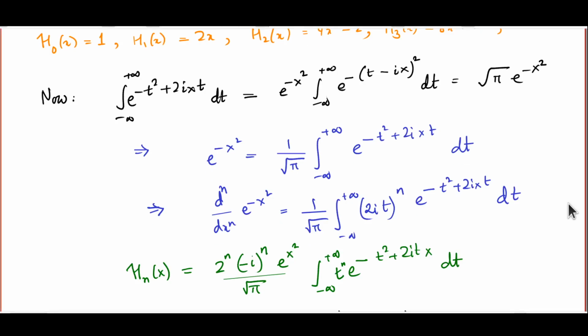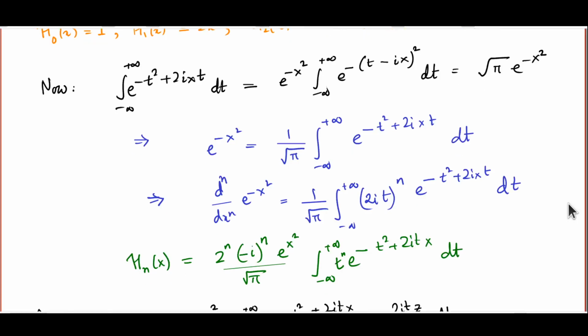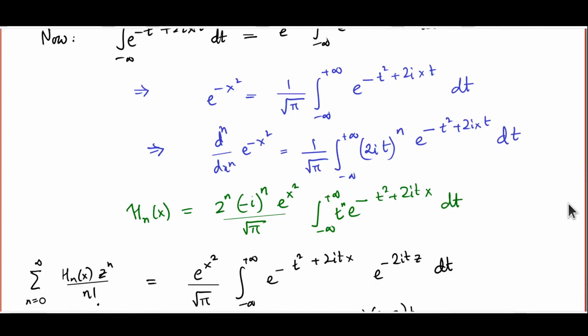Just to quickly illustrate the utility of this particular expression, let me give you a derivation of a result that you all know, the generating function for H_n(x), the Hermite polynomial. For this, all you do is multiply both sides of this expression by z to the n, divide by n factorial, and then sum up over all n from 0 to infinity.